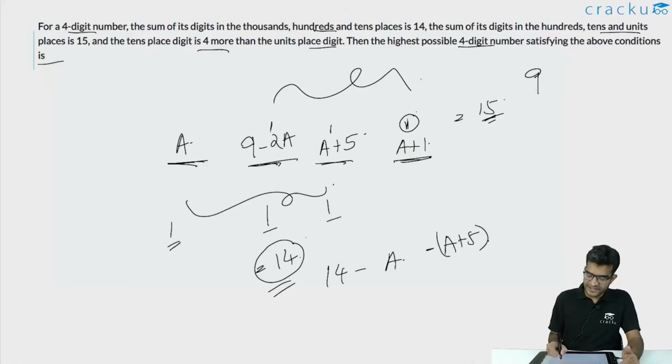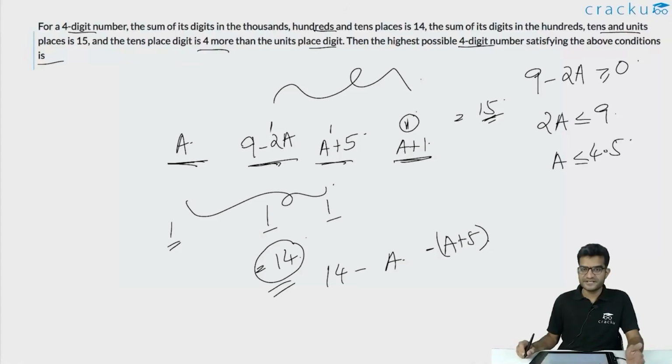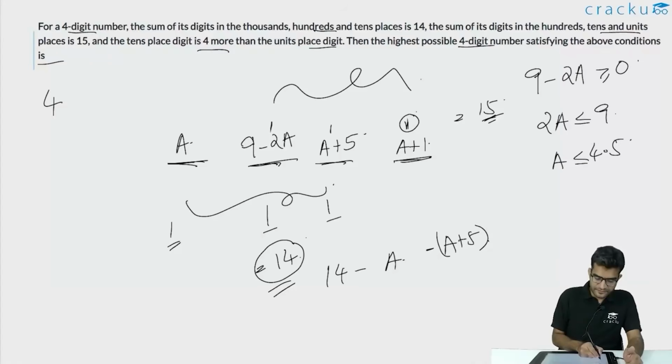So this would imply that 9 minus 2A has to be greater than or equal to 0, or 2A has to be less than or equal to 9, or the value of A is less than or equal to 4.5. As A has to be an integer, the maximum value of A is 4.